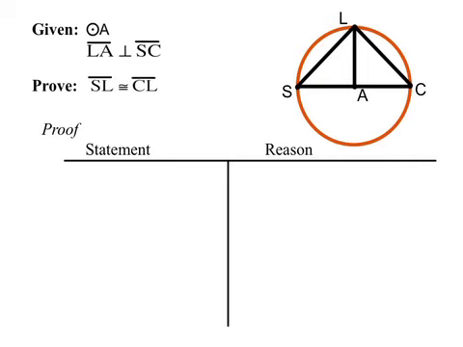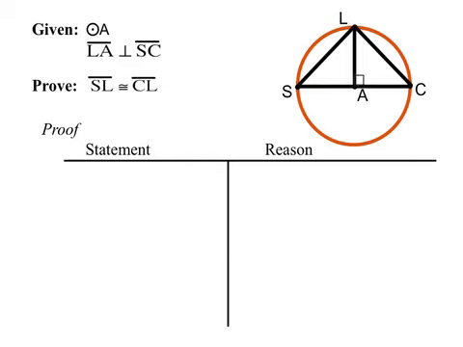In this problem, we're given circle A, and we're given that segment LA is perpendicular to segment SC. And we're to prove that segment SL is congruent to segment CL. Well, often what we do when we're given a problem like this is we mark right on our diagram what we know based on the diagram and the given information.